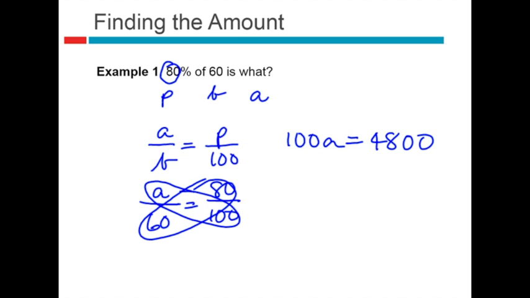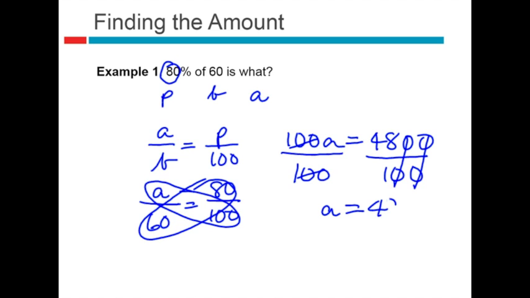And what we do when we solve these equations, we have 100 times A equal 4,800. To solve for A, we divide both sides by 100. So when we divide by 100, the quick way to think about that is I can take the 100, 0, and the 1, 0 and cancel those out. 100 divided by 100 is going to be 1, so we'll have A equals 48. So our amount in that case will be 48.